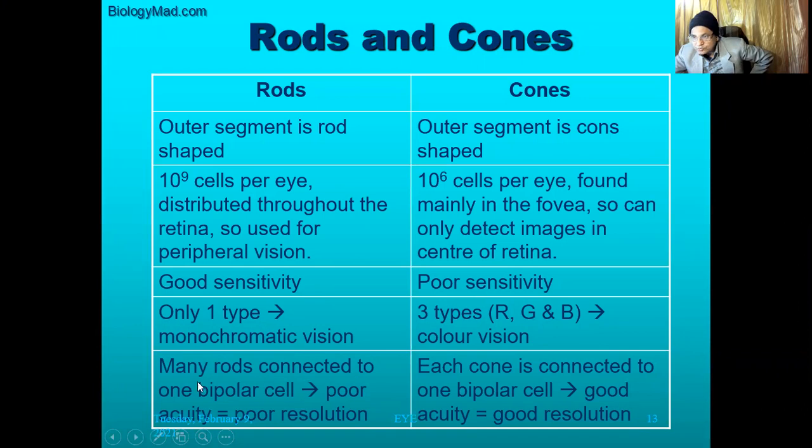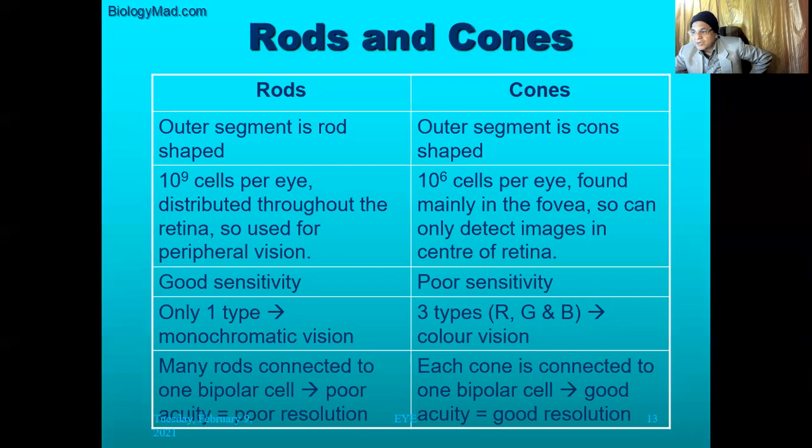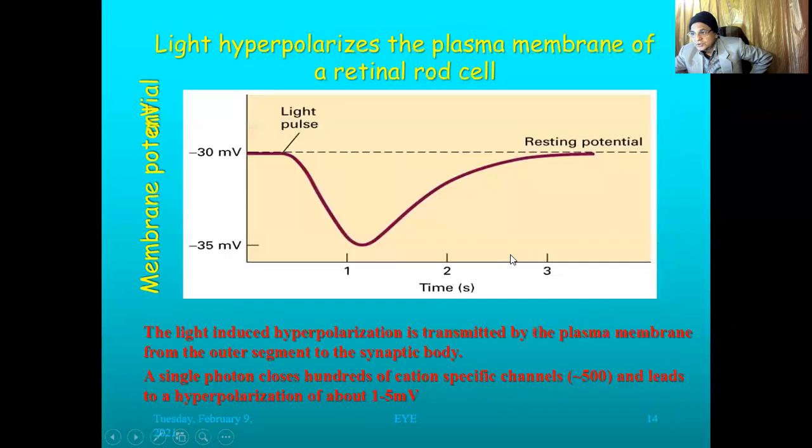Many rods are connected to one bipolar cell, and this one is here. Each cone is connected to one bipolar cell. This connection is shown here. You see, this one is a rod, and here it is a rod. These 2 rods are connected. Many rods are connected to this one. While in the cone, this one cone is connected to this one bipolar cell. So the cone is singly connected, while the rods have multiple connections. This is because the number is 10 to the power 9 in rods, and the number is 10 to the power 6 in cones.